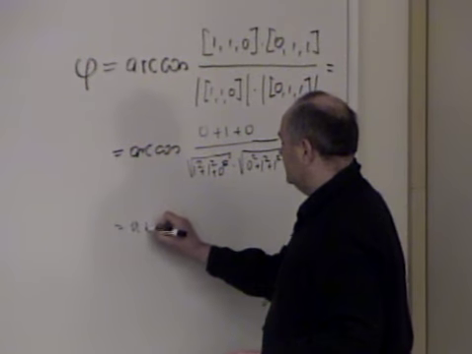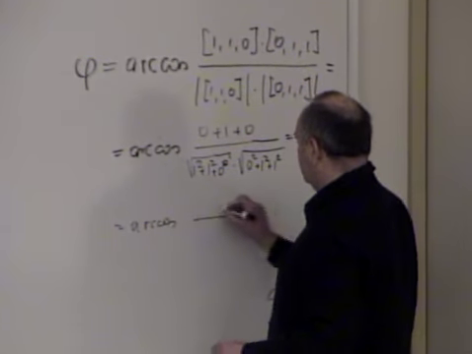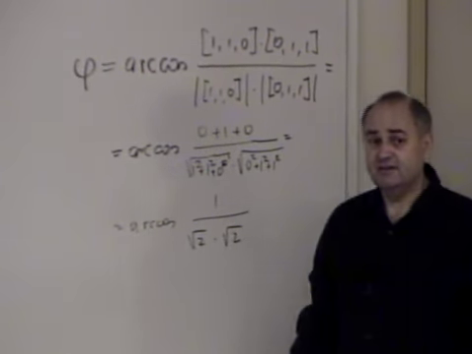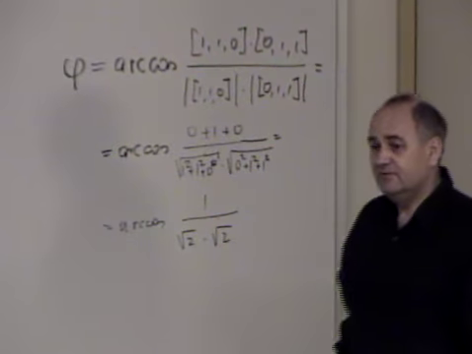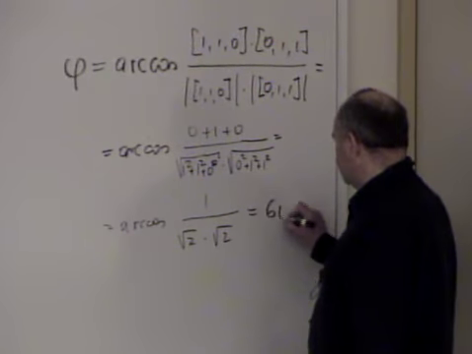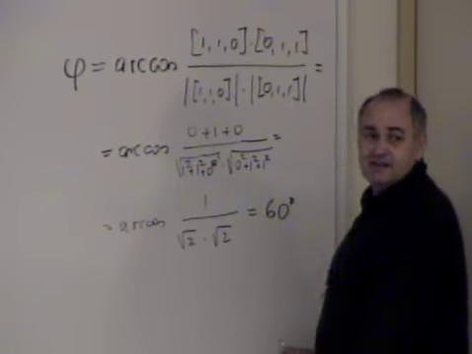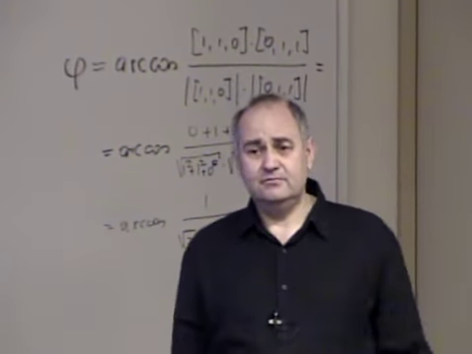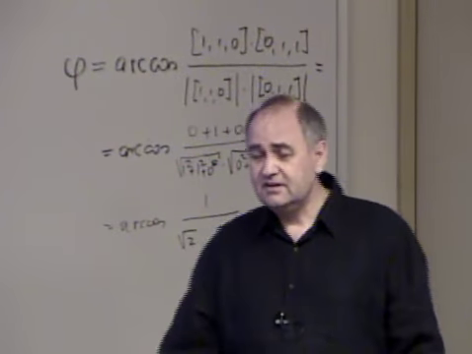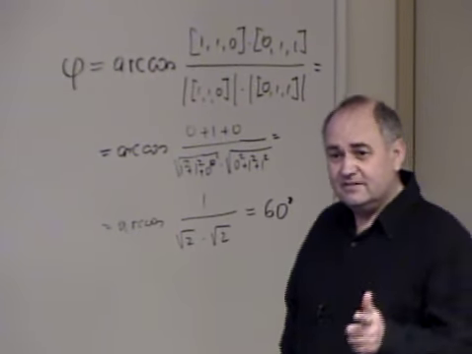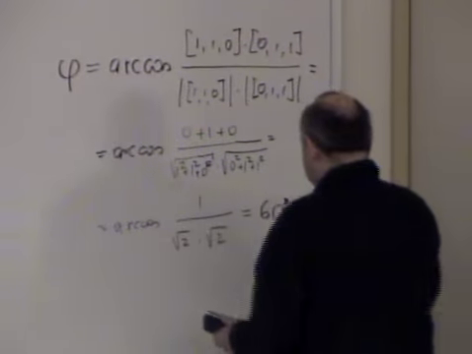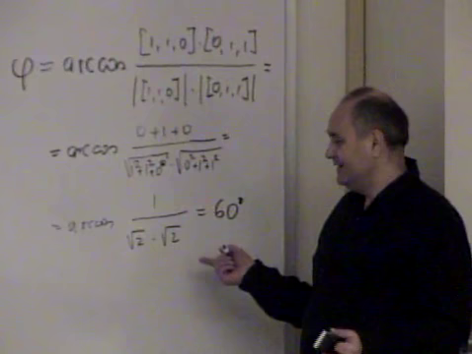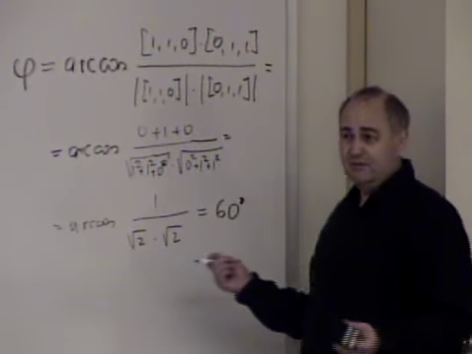So it is arc cosine of 1 over square root of 2 times square root of 2. So arc cosine of 1/2. Arc cosine of 1/2 is 60 degrees. Now, this trick is actually quite important in physics, chemistry, electronics, and even computer science. What I calculated was a problem very similar to a problem which was assigned.